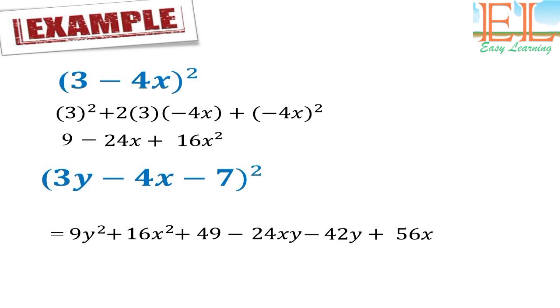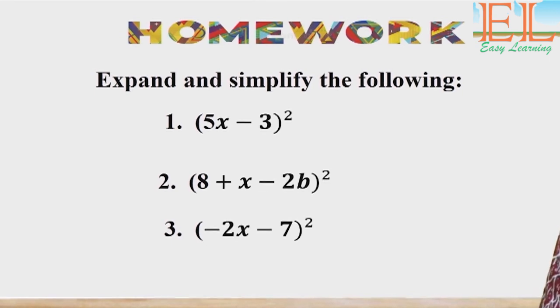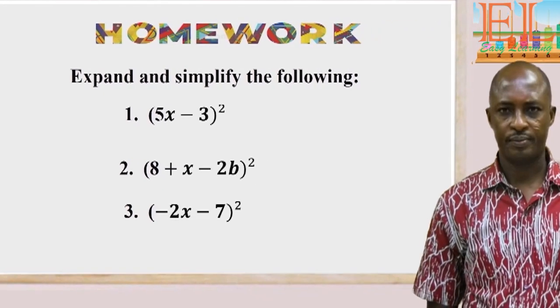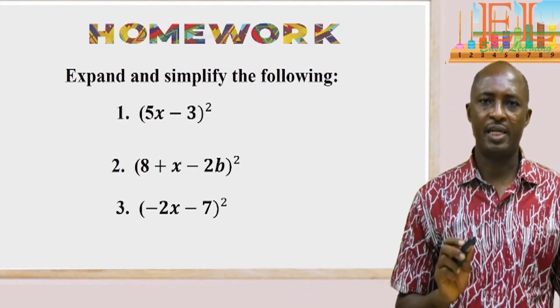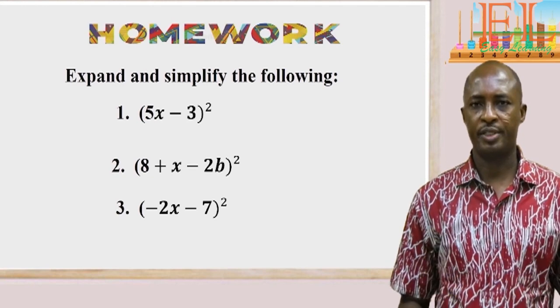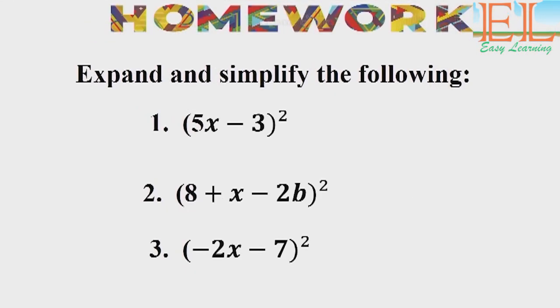And so, I have to give you some homework. Expand and simplify the following. 1. 5x minus 3 all squared. 2. 8 plus x minus 2b all squared. And finally, negative 2x minus 7 all squared.